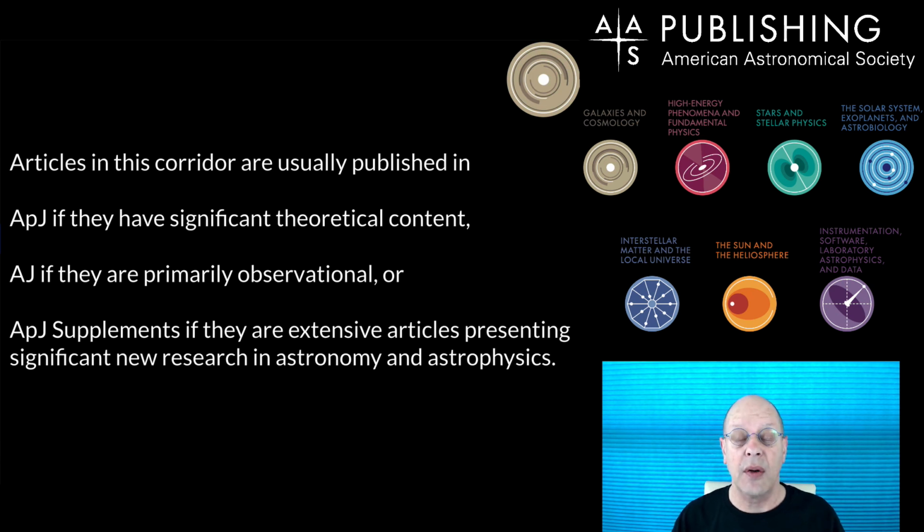So articles that go down the Galaxies and Cosmology corridor are usually published in the APJ if they have significant theoretical content. They are usually published in AJ if they have significant observational content. And like all of the corridors, they will go down to APJ Supplements if they are extensive articles presenting significant new research in astronomy and astrophysics, which of course is the metric for publication in the AAS journals, right? Significant new research.